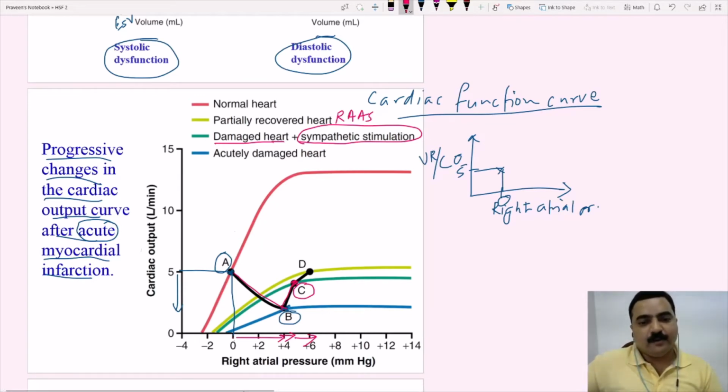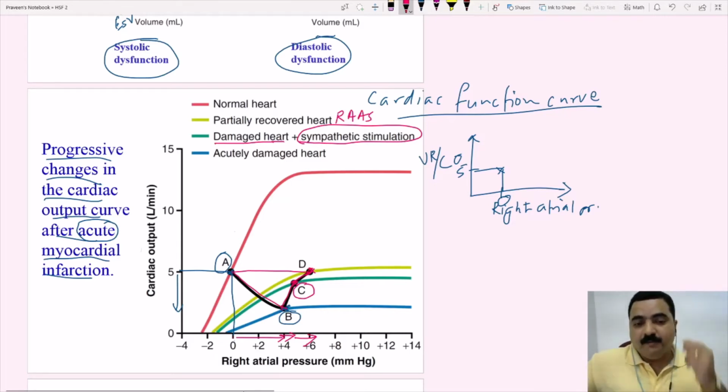But what is going back to normalcy? The cardiac output has come back to the normal value. So point A and point D are the same. Okay, it has compensated and reached the normal value. So the person is surviving now. Okay, the person is able to survive.